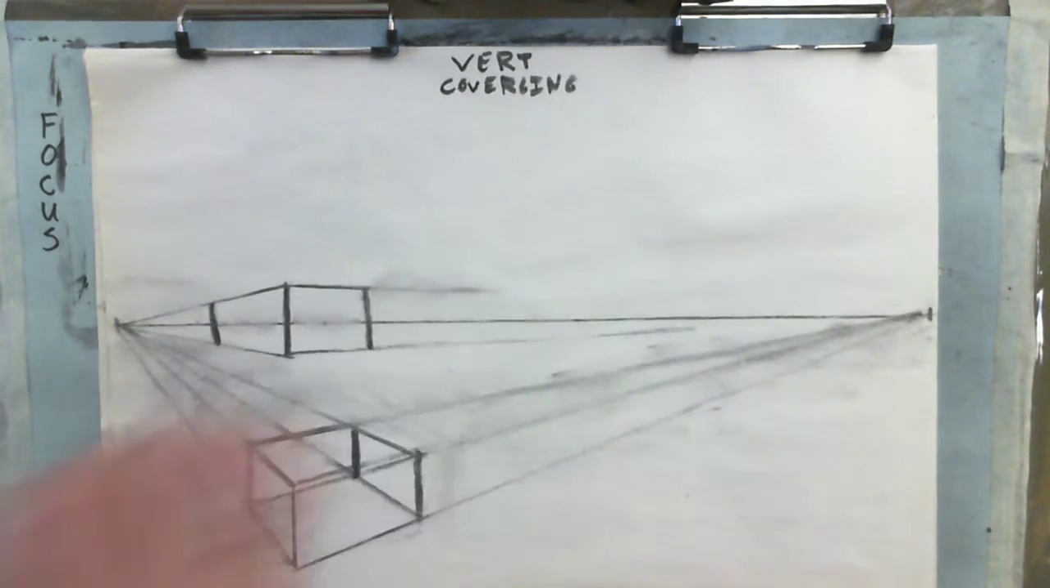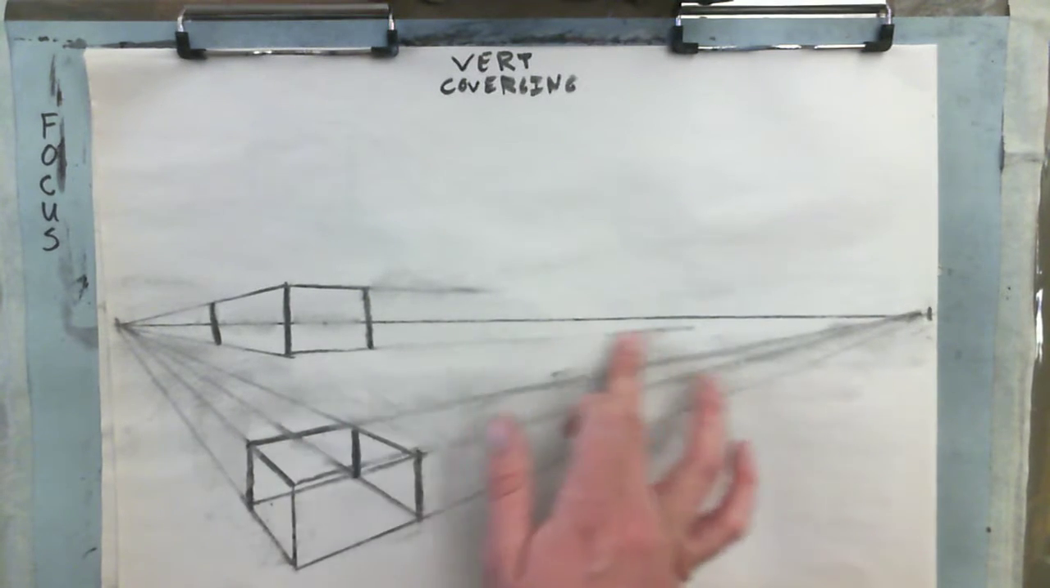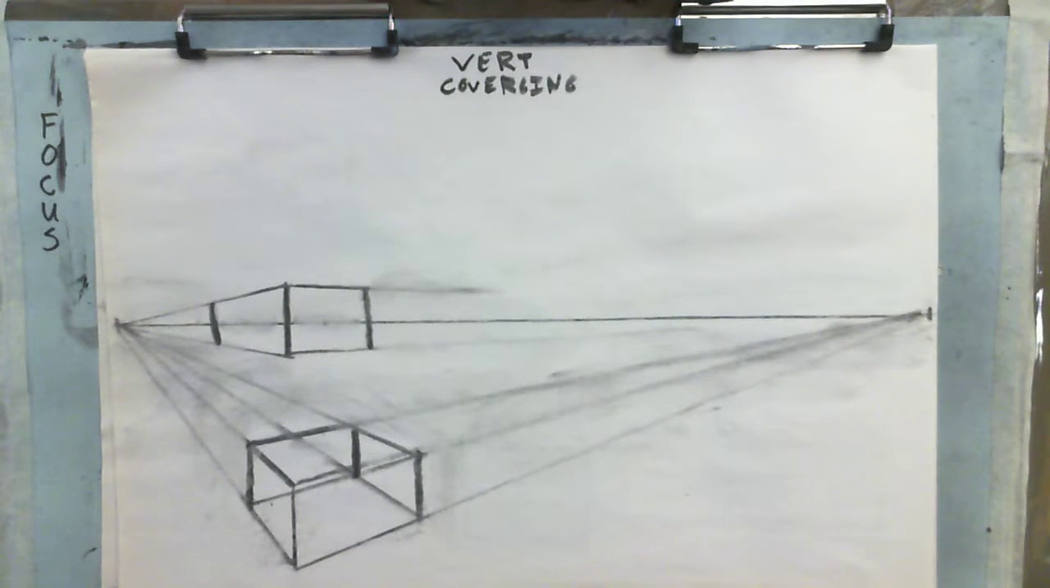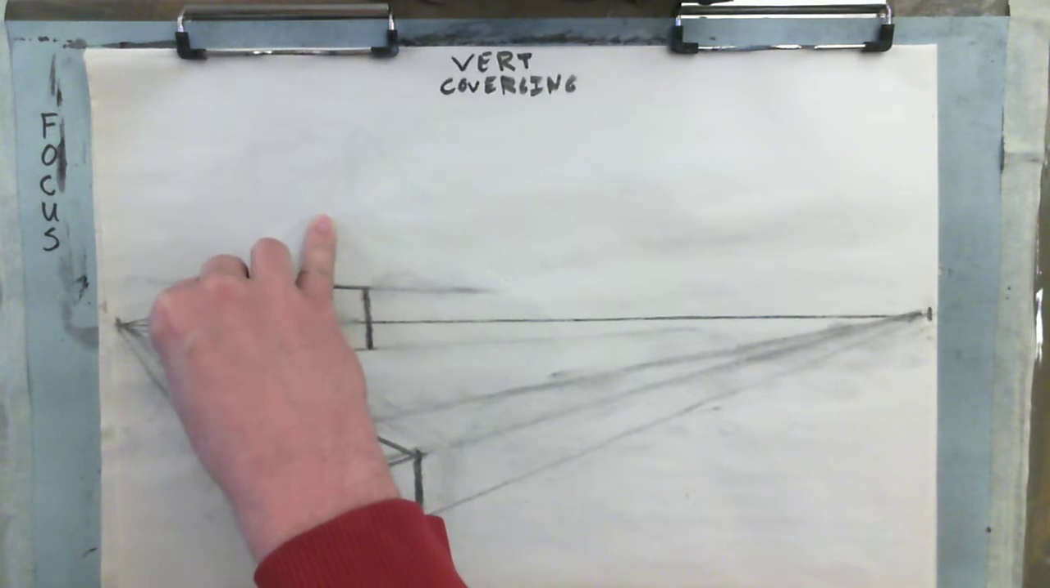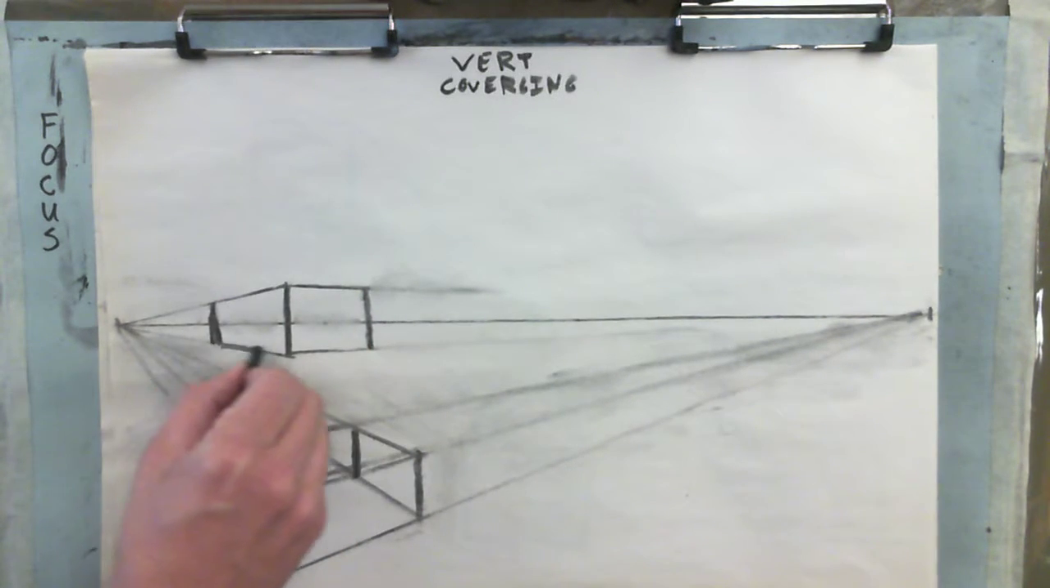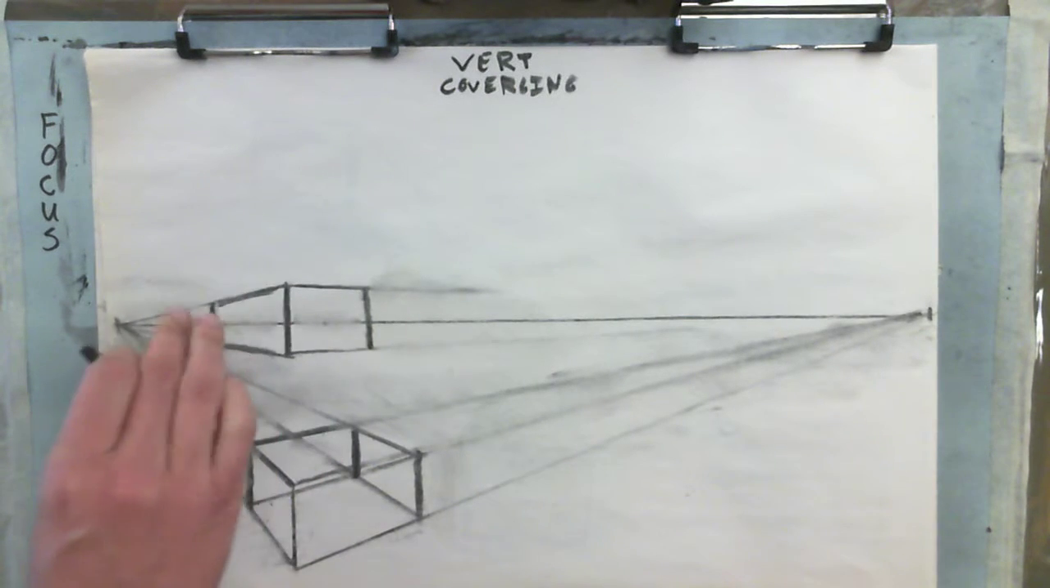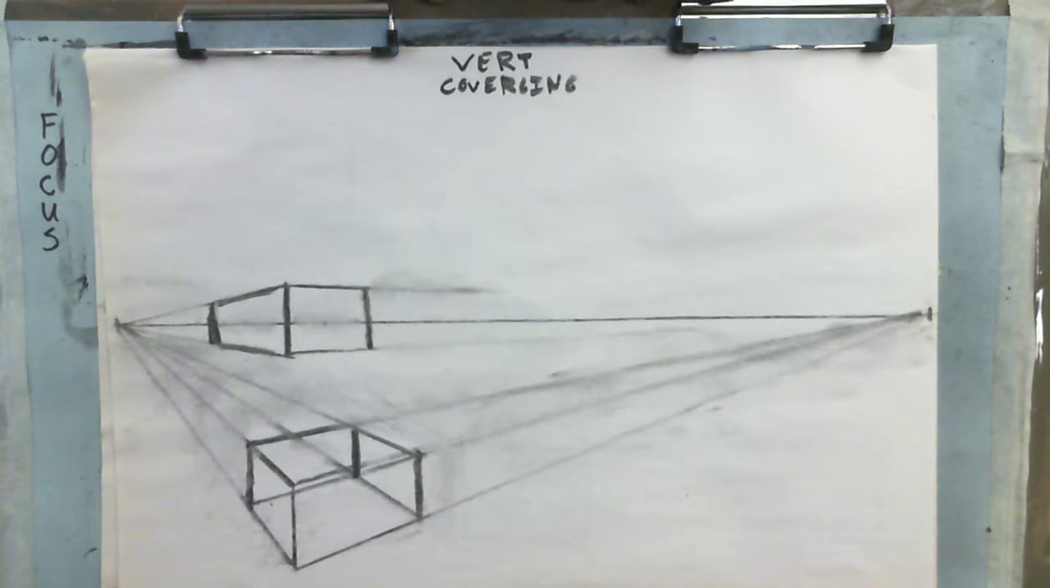Sometimes when we do art, it's okay to be messy. Sometimes it's even cool to be messy. Sometimes it makes the art fun and interesting. However, when we're doing perspective, neatness and accuracy is really important.